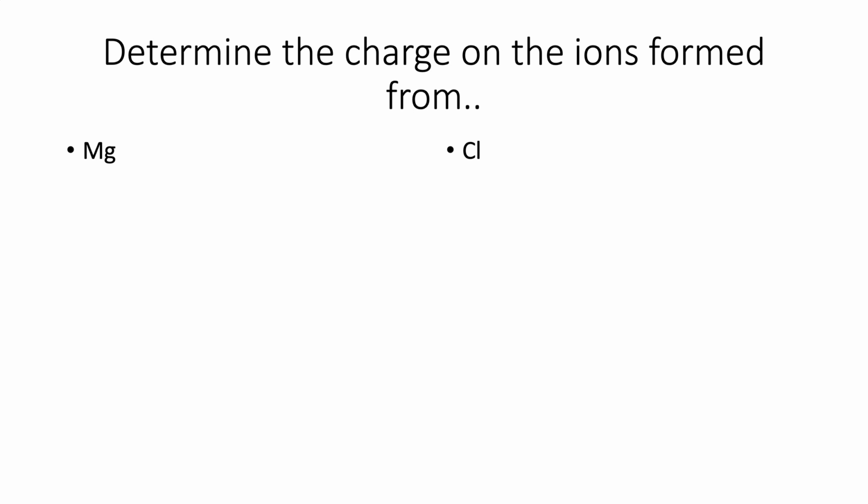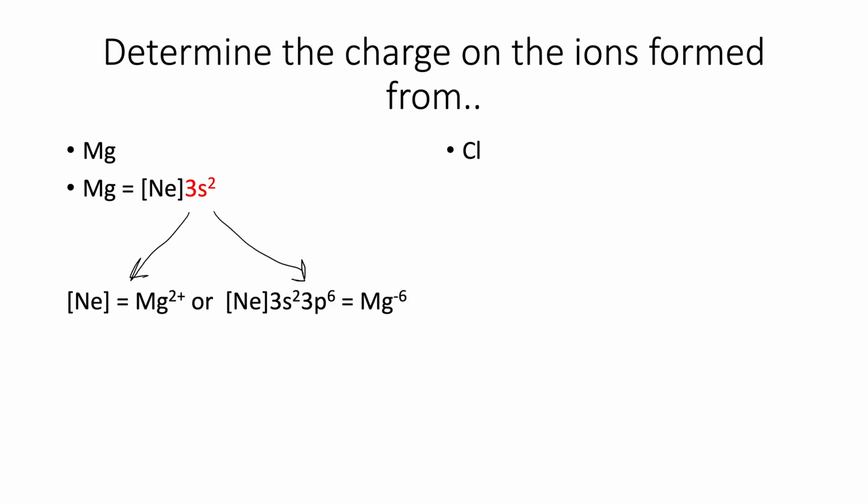All right, did you try them? All right, so first write the configuration. Magnesium is neon 3s2. So it could either lose 2 electrons, or gain 6. It could lose 2 to be a Ne configuration and be an Mg2+, or it could gain 6 and be an Mg6-, because it gets to neon 3s2 3p6, which is argon. Which one is it going to do? You're right, it's going to do the Mg2+. It will not gain 6, it will lose 2.